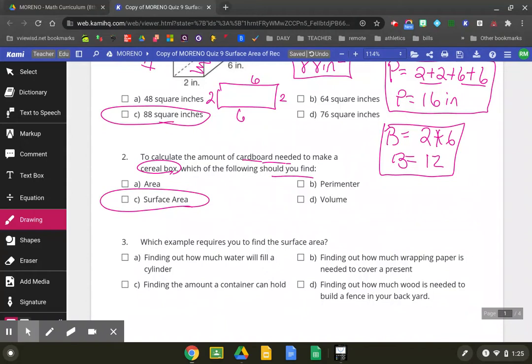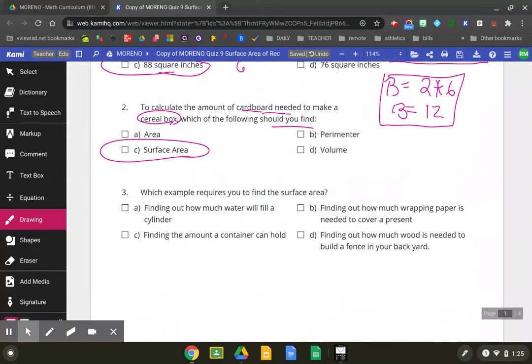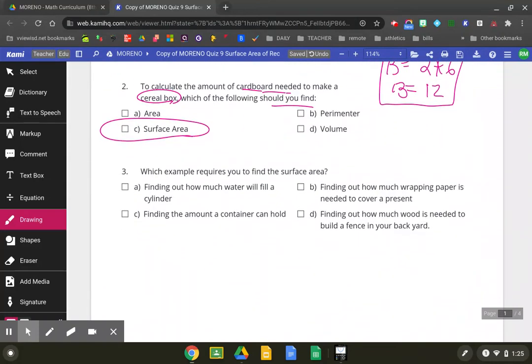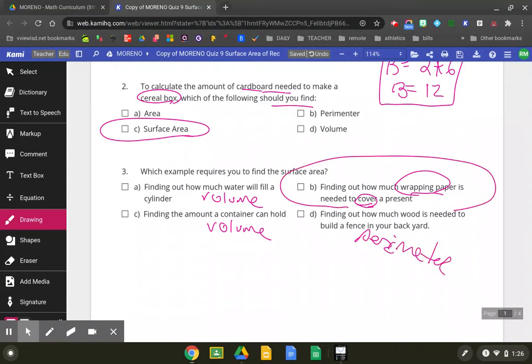All right, let's look at number 3. Which example requires you to find the surface area? Find out how much water will fit in a cylinder? No, that's volume. Finding the amount a container can hold? Again, volume. That's coming up. Find out how much wrapping paper is needed to cover? These are the key words for surface area. Find out how much wood is needed to build a fence? That would be for perimeter. So the answer here is letter B.